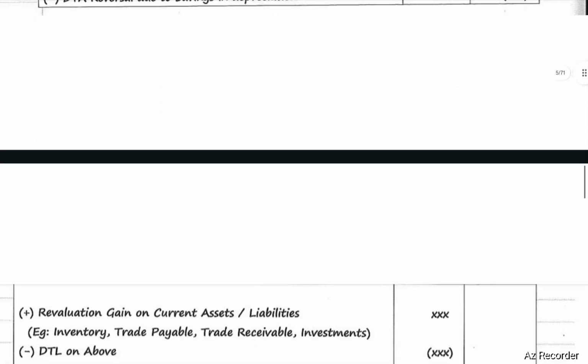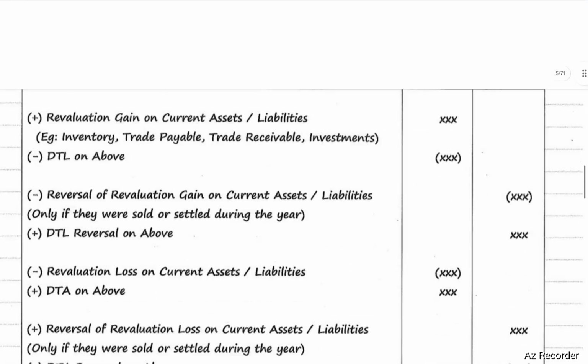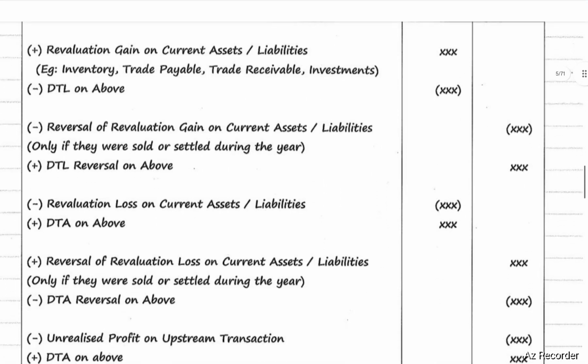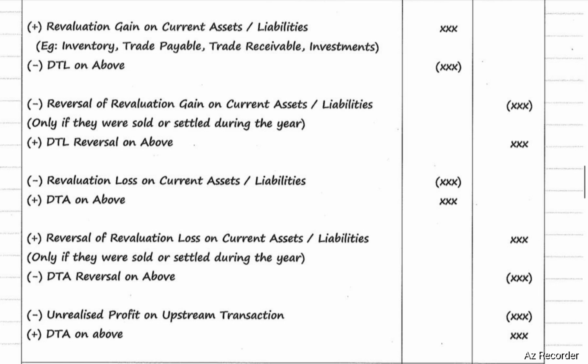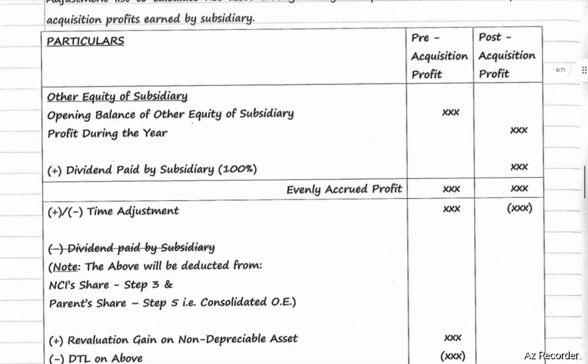Next, add revaluation gain on current assets or current liabilities. Example, inventory, trade payables, trade receivables, investments, minus deferred tax liability on above. This will be considered under pre-acquisition profit column.